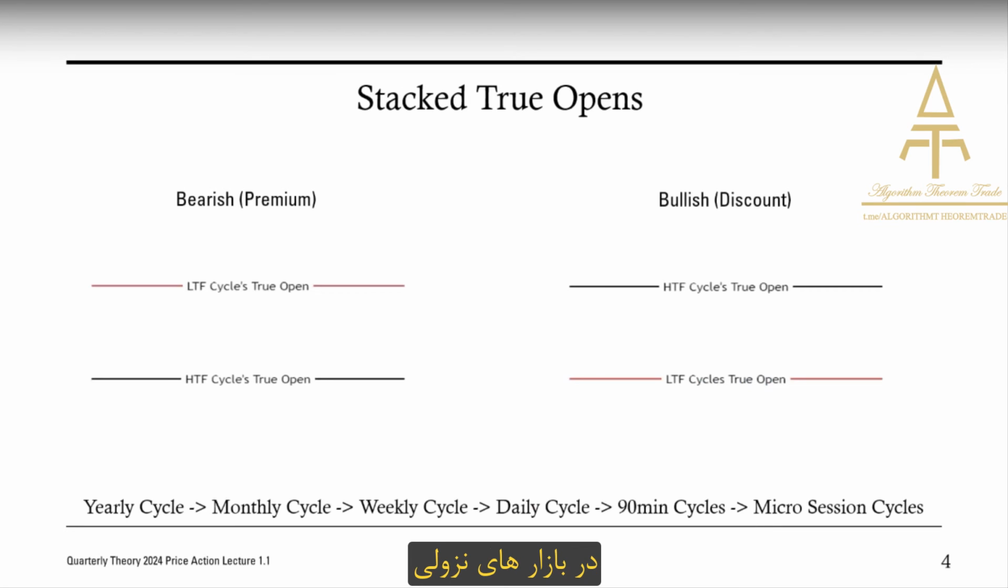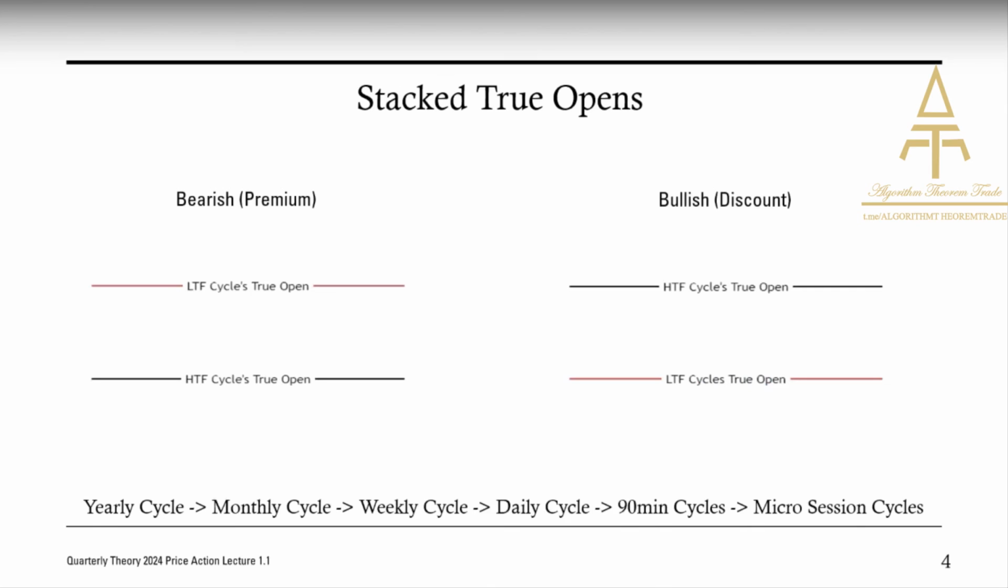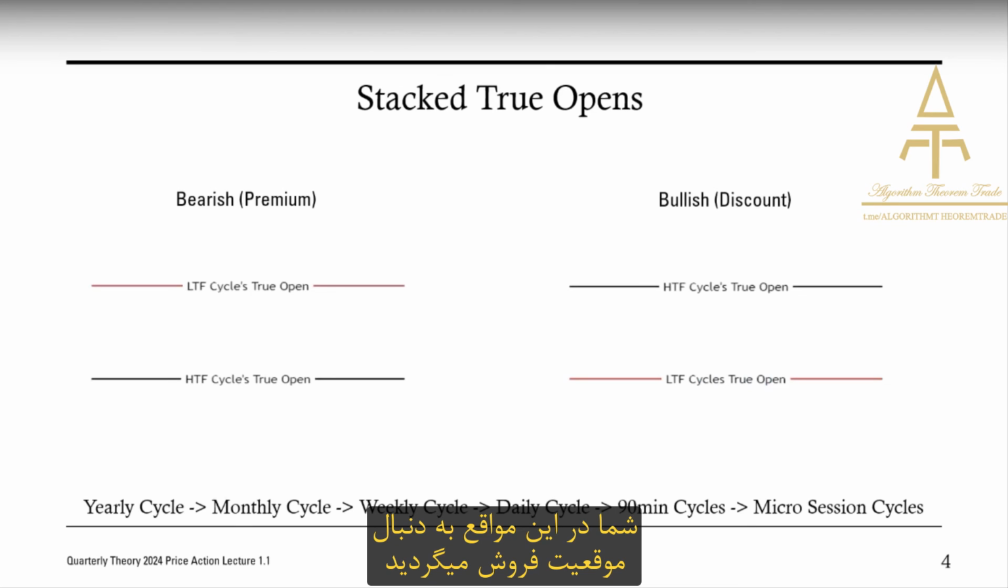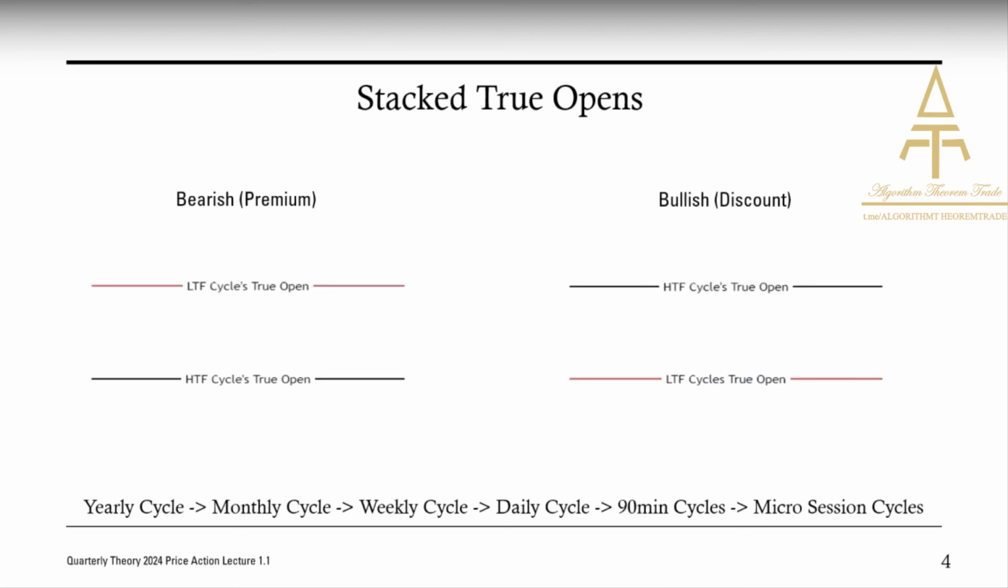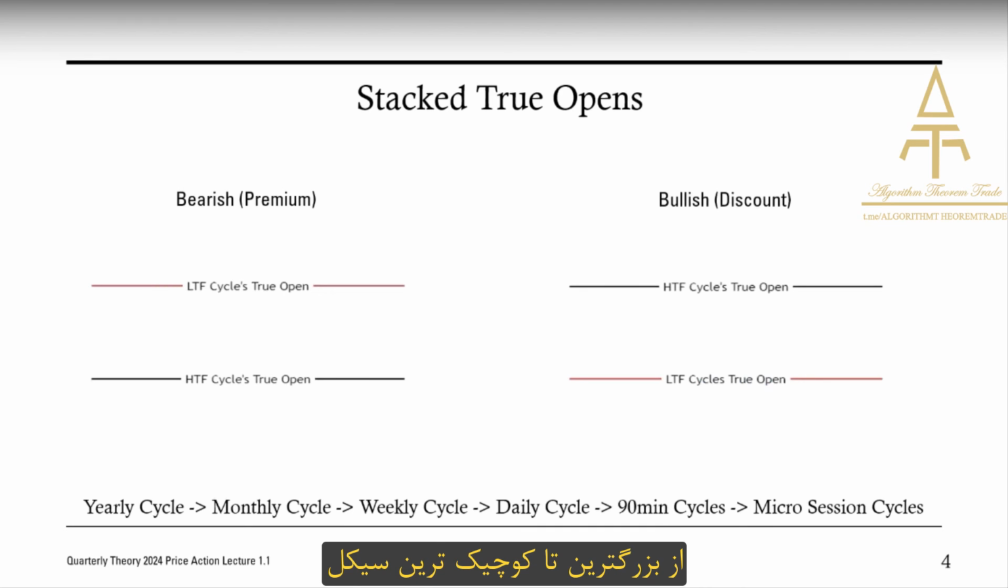In bearish markets, when price is above a lower time frame cycle's true open, which is already above a higher time frame cycle's true open, that's when you should look to go short. Right? If you're just looking at one true open, you're doing it wrong. You need two true opens. And at the bottom of this slide, I've put the hierarchy of cycles for you guys from the larger down to the smaller cycles, right?